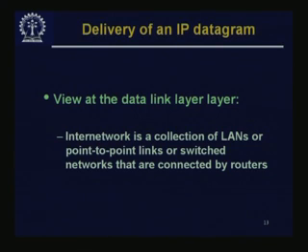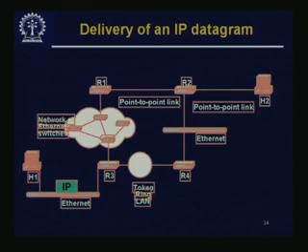The view at the data link layer is somewhat different. An internetwork is a collection of LANs or point to point links or switched networks that are connected by routers. So, this is the data link layer view of the IP datagram. There may be, as in this diagram, some point to point links or some LANs, and they are all connected by some routers R1, R2, R3, R4 etc., and a particular host puts an IP datagram on the local Ethernet.